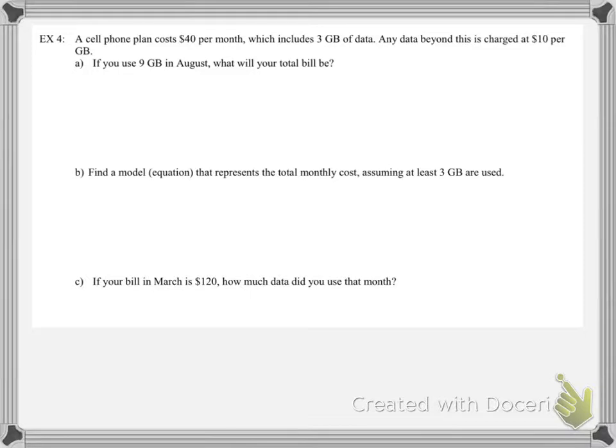So, okay. $40 per month, it includes 3 gigs, and then any data beyond that is charged $10 per gigabyte. So if you use 9 gigabytes in August, we want to know what the total bill will be. This is one of the really useful tools for writing models: this calculation I think we could all do really quickly, but if you slow down and write out exactly how you started with the number 9 and ended up with the total cost, you can use that to generalize the model.